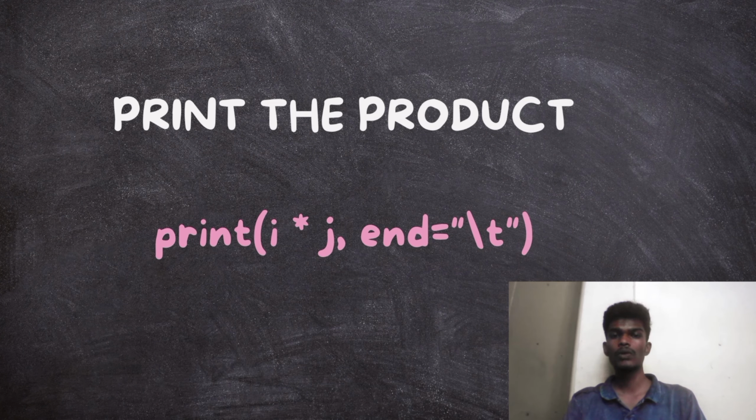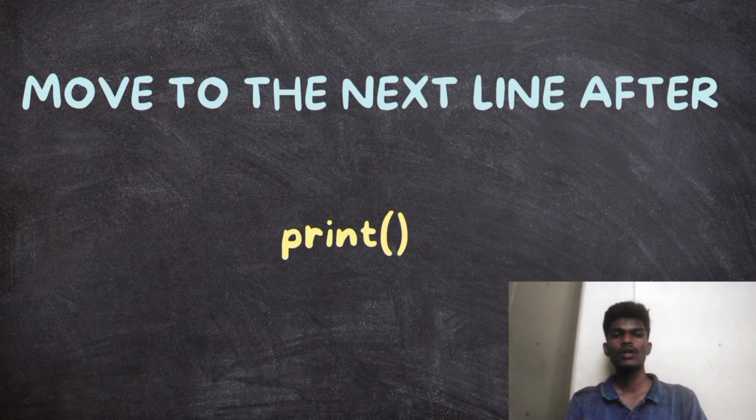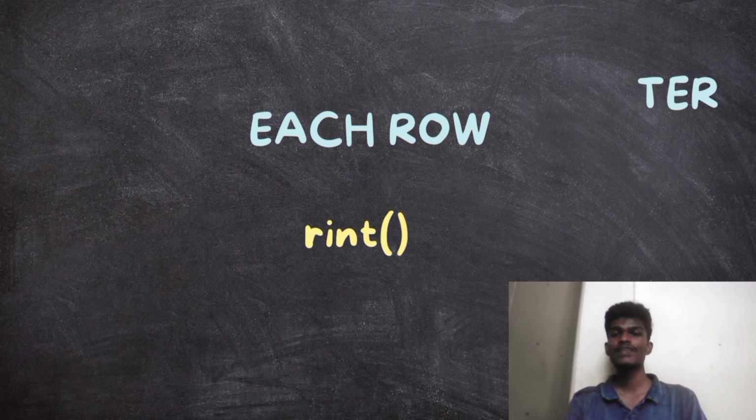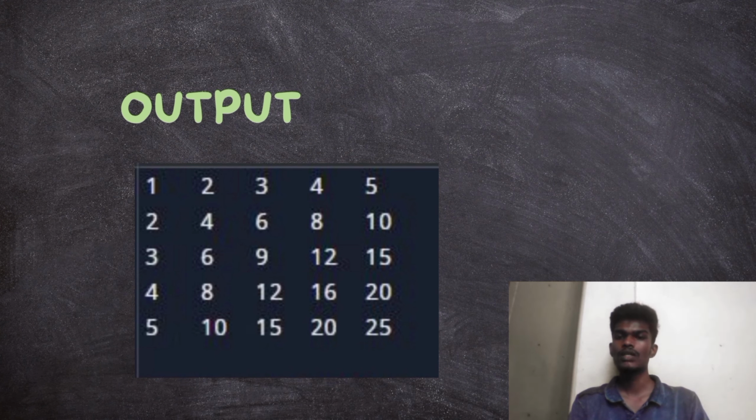Once we have printed all the columns for the current row, this print statement moves the cursor to the next line. This ensures that each row starts on a new line in our output. When we run this code, it generates a 5 by 5 multiplication table like this. Each number is the product of its row and column indices. For example, the number in the second row and the third column is 2 times 3, which equals 6.